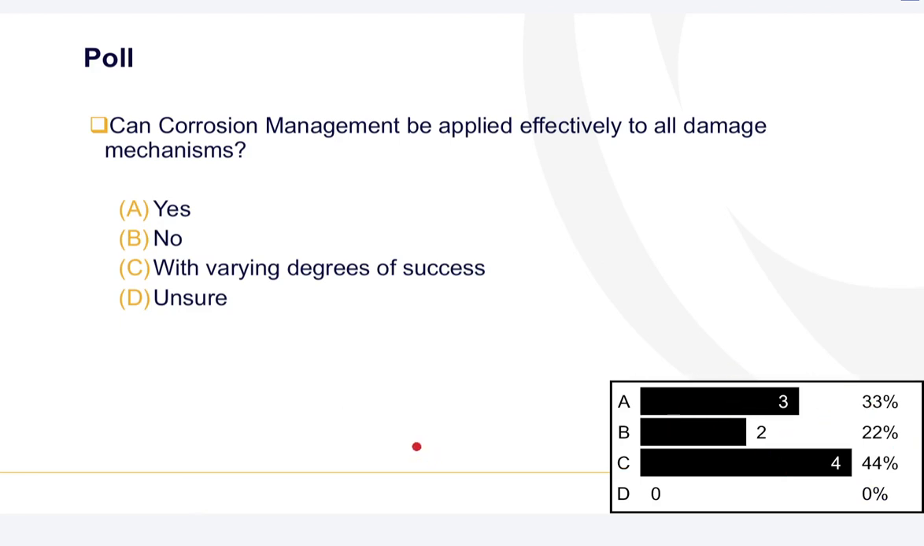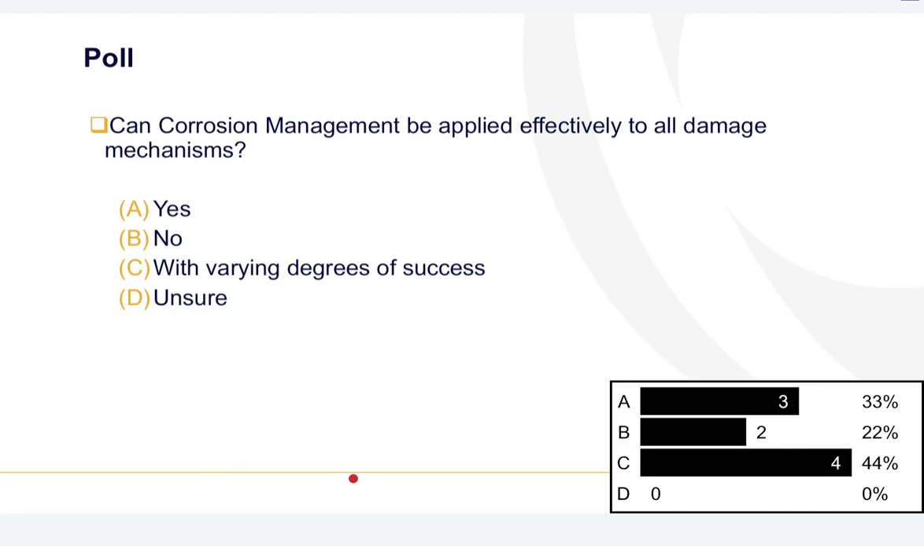there was a bit of variability, but about 33% have said that yes, it can be applied effectively to all damage mechanisms. 22% have said no, it can't be applied effectively to all damage mechanisms. An overwhelming majority has gone for yes with varying success, and no one has gone for unsure. So we're quite sure that this can be done. Corrosion management can be applied effectively to some damage mechanisms or most damage mechanisms with varying success.